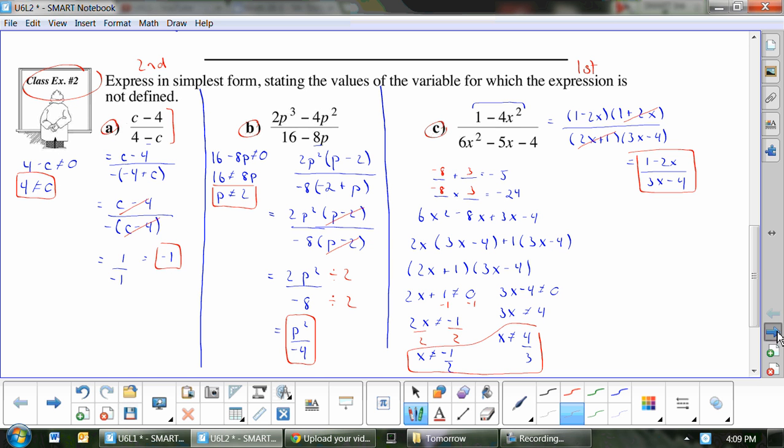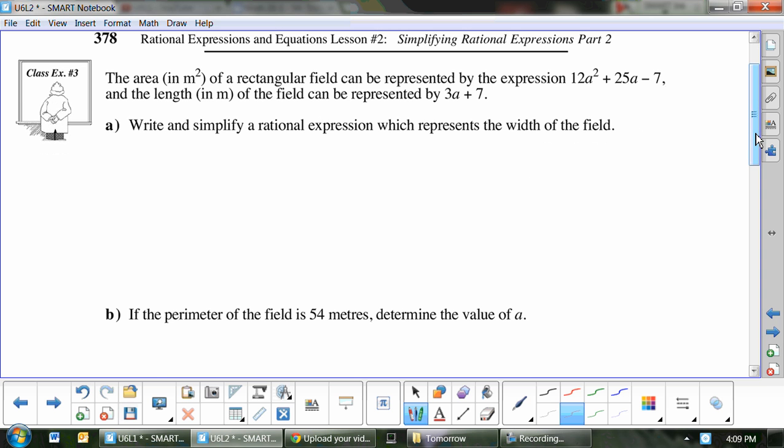Okay. So let's look at example 3 now. I really like this type of problem. They're saying the area of a rectangular field can be represented by the expression 12a squared plus 25a minus 7. So this is the area. And then they say the length can be represented by 3a plus 7. This is the length. So if this is our field, we know that the length is 3a plus 7, and this is the width. They ask us to write and simplify a rational expression which represents the width of the field.